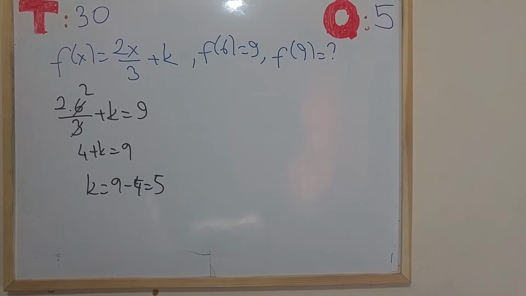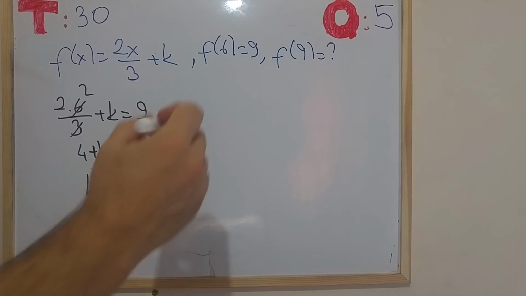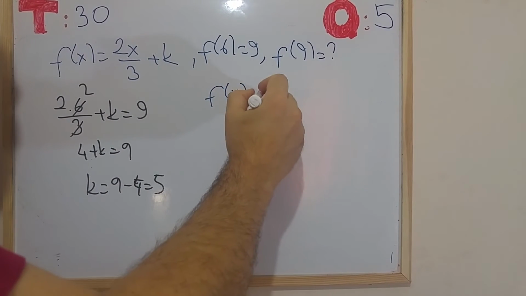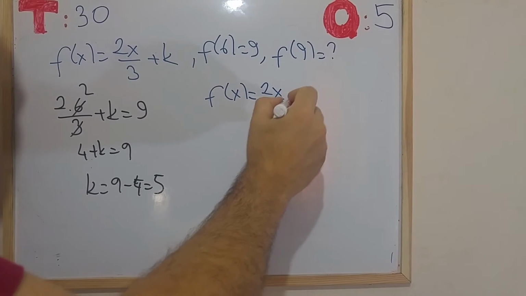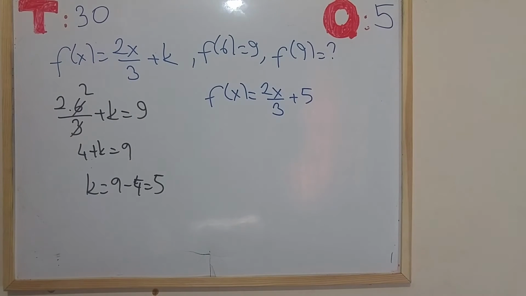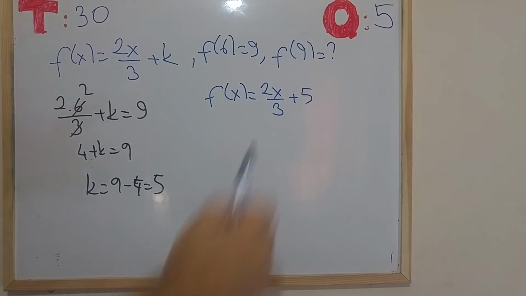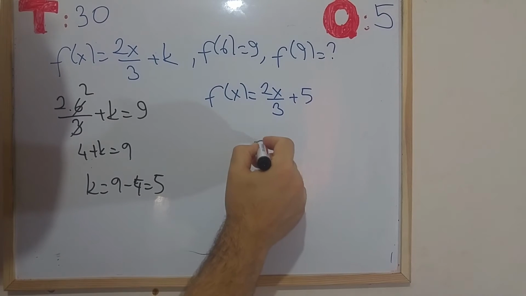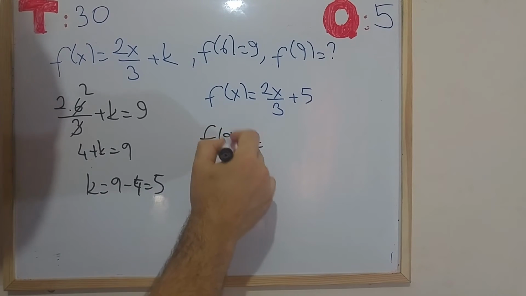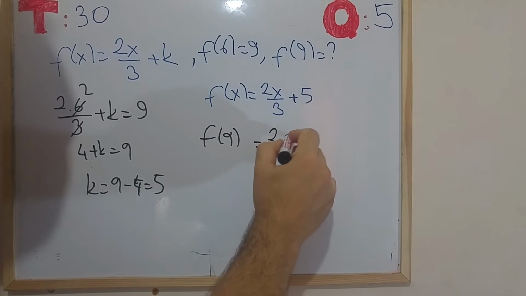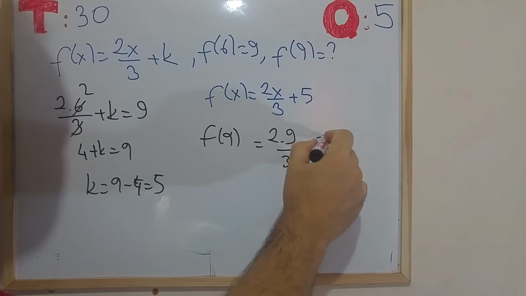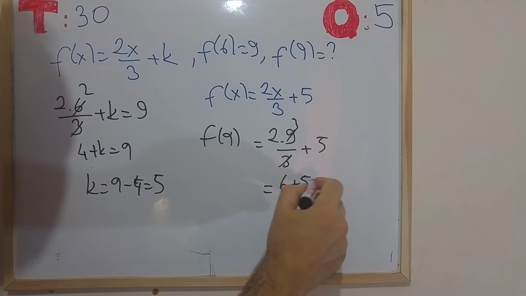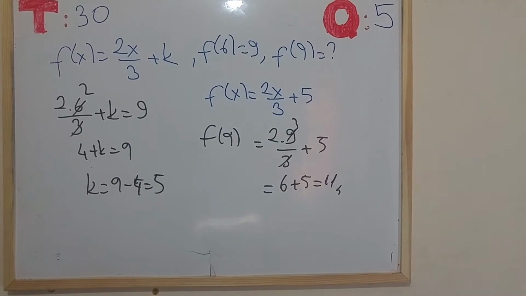Now I can replace in my equation k with 5. So actually f of x is equal to 2x over 3 plus 5. So let's replace x by 9 in this function. Then f of 9 is going to be equal to 2 times 9 over 3 plus 5. This is going to be 3, which is going to be equal to 6 plus 5, which yields out 11.